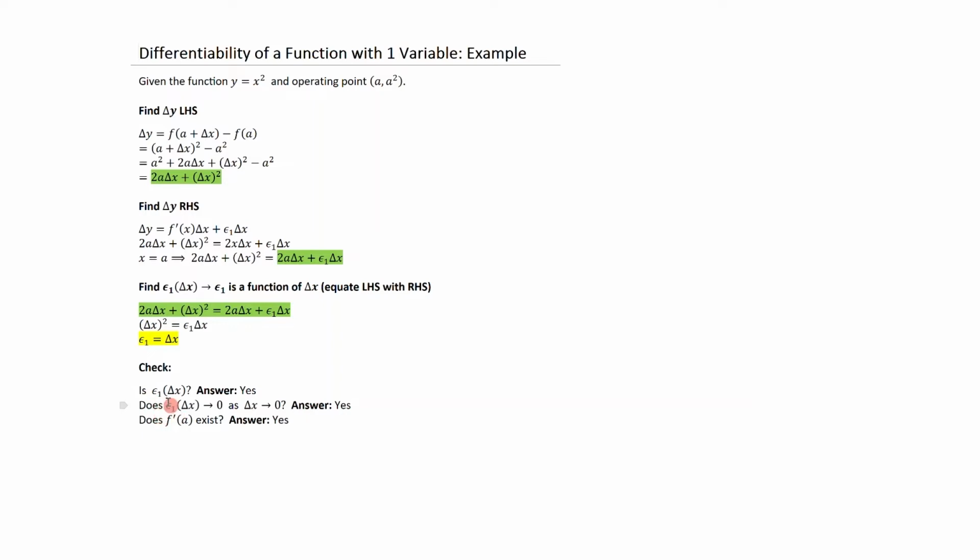First of all, is epsilon 1 a function of delta x? The answer is yes, it's right here. Does epsilon, a function of delta x, approach 0 as delta x approaches 0? Yes, it does. As delta x goes to 0, epsilon goes to 0. And does f prime a exist? And the answer is yes, because we were dealing with a function which is analytic.